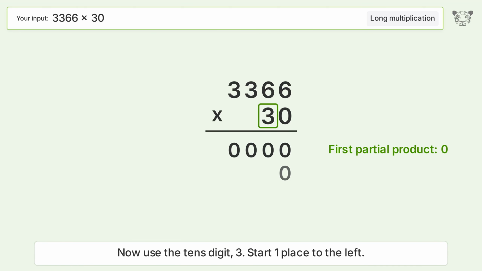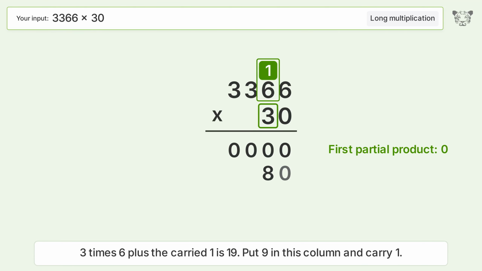Now use the tens digit, 3. Start one place to the left. 3 times 6 is 18. Put 8 in this column and carry 1. 3 times 6 plus the carried 1 is 19. Put 9 in this column and carry 1.